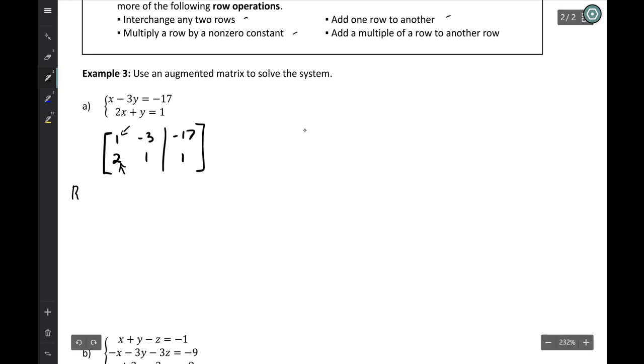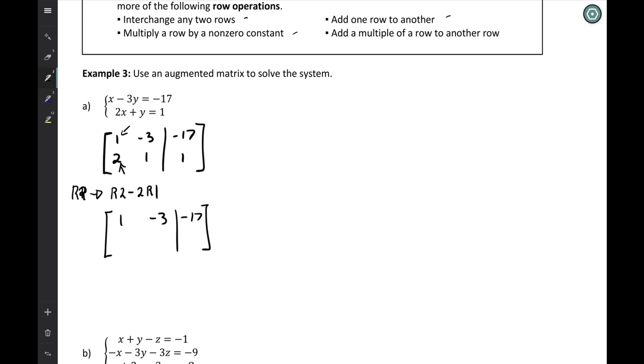So what I'm going to do is replace row 2 with row 2 minus 2 row 1. I'm going to take row 2 and subtract, or add, -2 times row 1. What that is going to give me is 1, -3, -17. I just rewrite that same thing I had already used. And then I do 2 minus 2, which gives me 0. 1 plus 6, which gives me 7. And then 1 plus -2 times -17, which is +34, so this gives me 35.